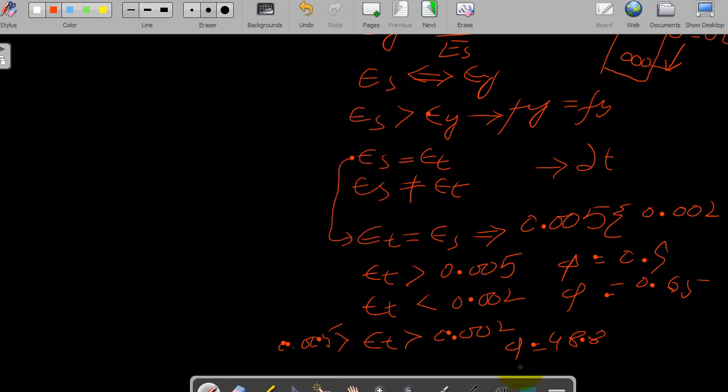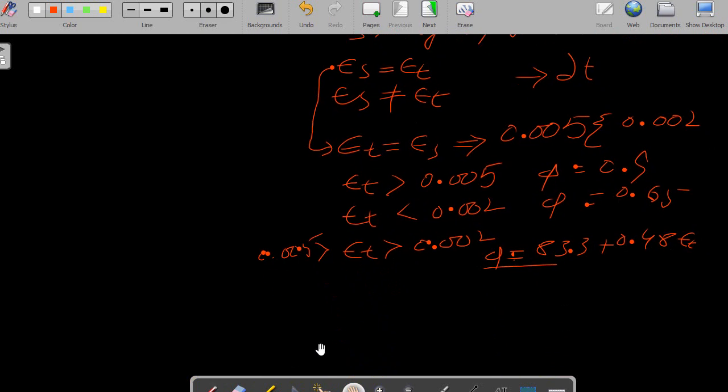which is equal to 83.3 plus 0.48 into epsilon t. Please check this equation, right? So this is the procedure. After adjusting the phi value, we will finally find the Mn value by using the equation As fy into (d minus a over 2).